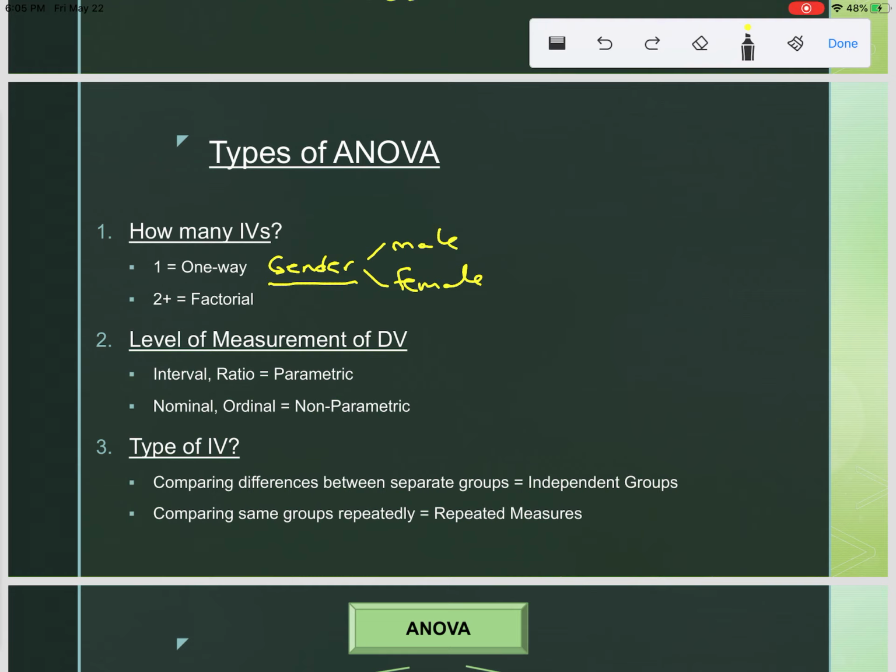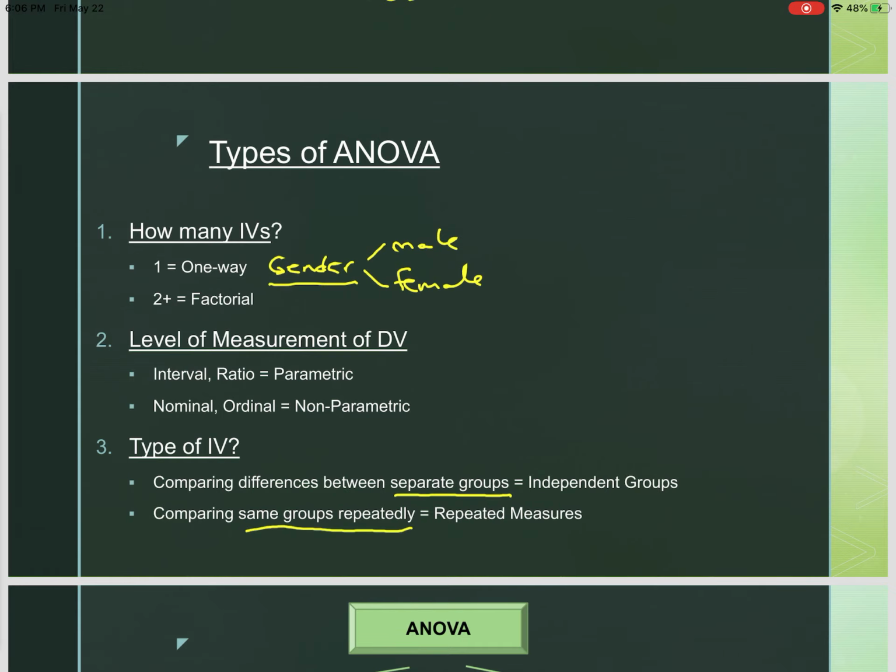Are you comparing separate groups? I'm comparing males to females. Then I would choose an independent groups ANOVA. But what if I'm comparing the same group over and over again, repeatedly? Then I would use repeated measures. What if I'm measuring only women over a period of time? Then I would choose repeated measures.